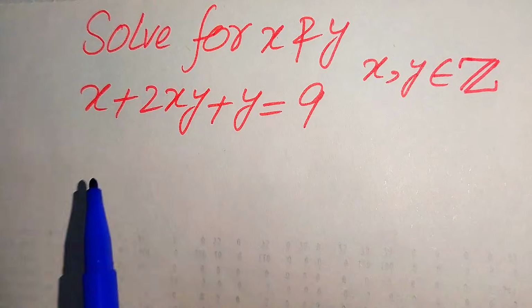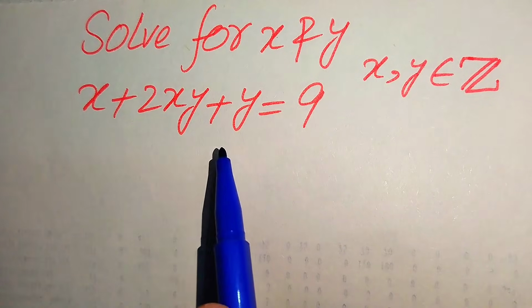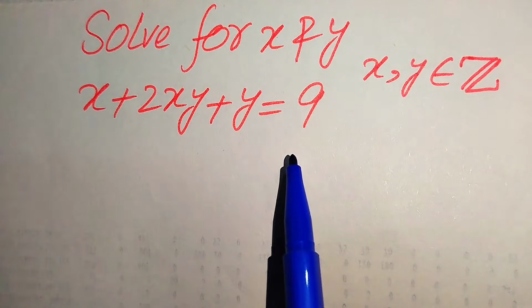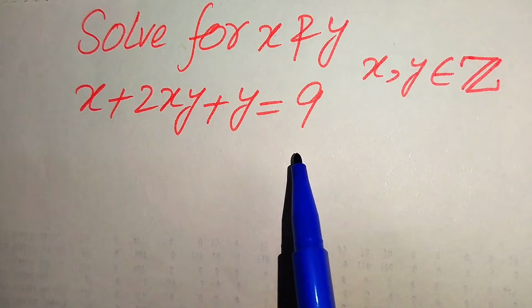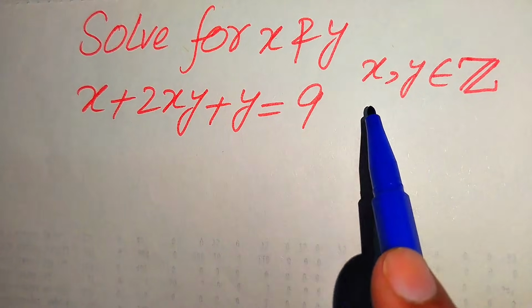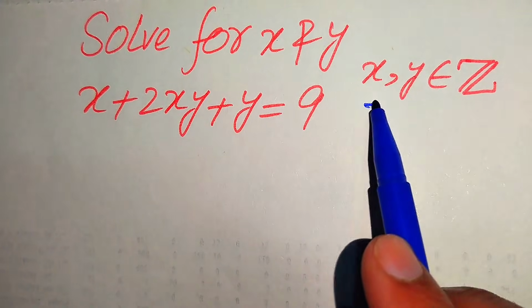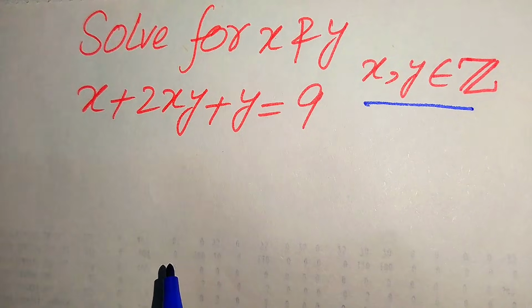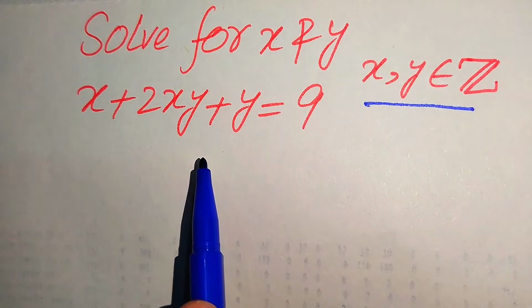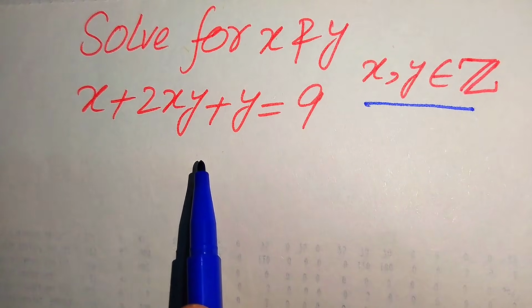If we have x plus 2xy plus y is equal to 9, and we solve this problem for all the values of x and y, but here you remember one thing: our x and y must belong to the integers. So we move towards the solution of this problem.